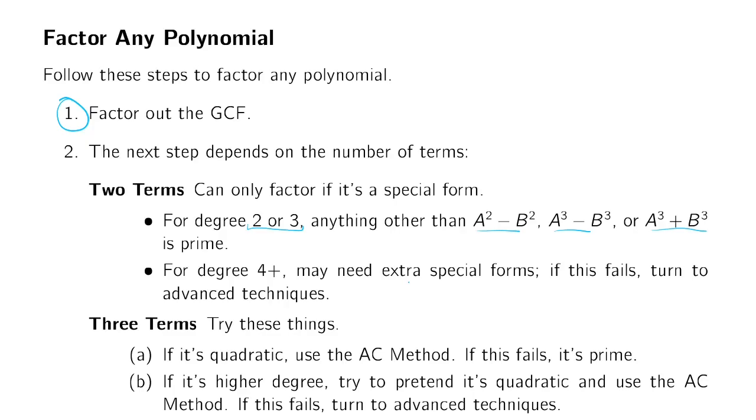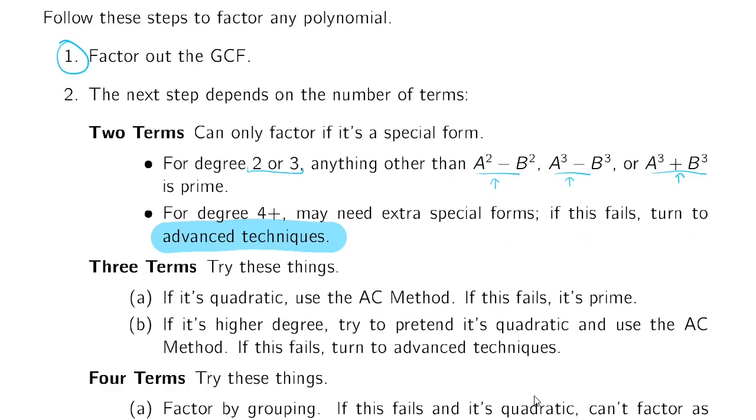So we'll try to factor using these guys, but if those don't work, we can't conclude that it's prime. We may need to appeal to our advanced polynomial techniques, which we'll learn later in the course. So that's 2 terms. Factor it if it's a special form. Otherwise, at this point, we're done with it.